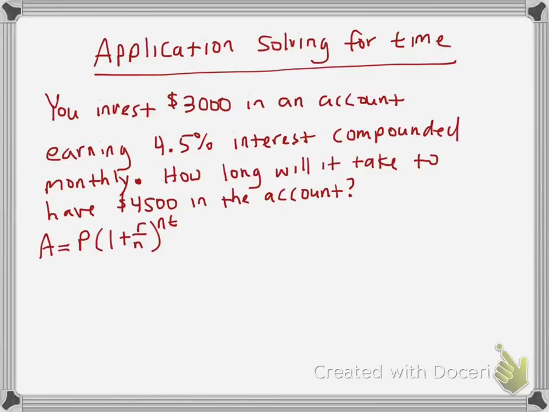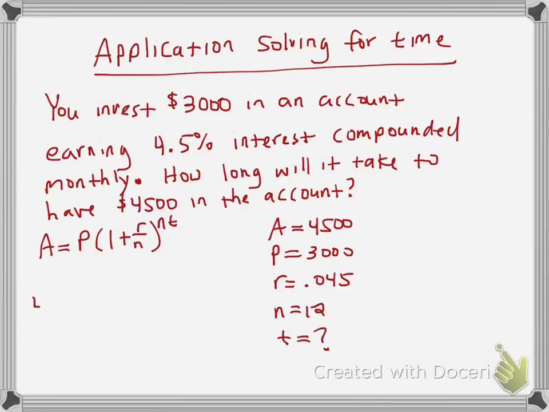So now we're actually going to try and solve for our time. So our ending amount is $4,500. Our beginning amount, our initial amount is $3,000. Our rate is 0.045. Once again, that's got to be changed to a decimal. Don't use the percentage. Our compounds in a year is 12. And then our time, that's unknown. So we're going to plug in all the stuff that we do know, see what our equation actually looks like.